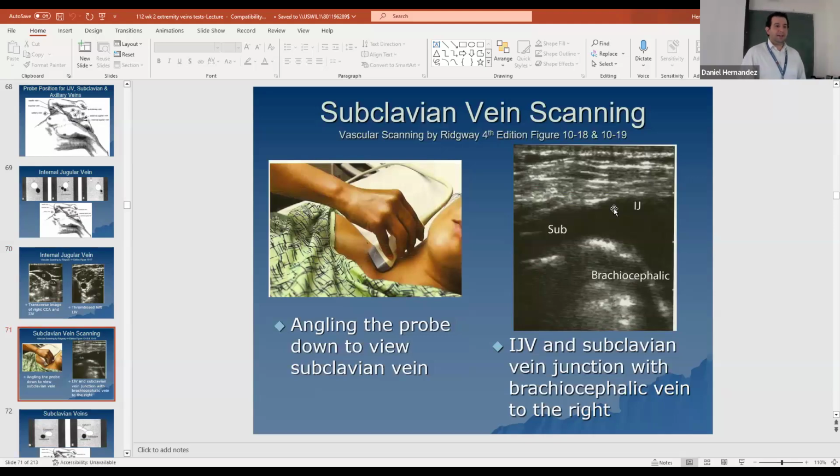So, subclavian scanning. If you want to get that proximal subclavian where it connects with the brachiocephalic, we have to come supraclavicular, or above the clavicle. My trick: follow that jugular vein down, see where the subclavian and jugular vein come together, and try to find the origin where it dumps into the brachiocephalic.